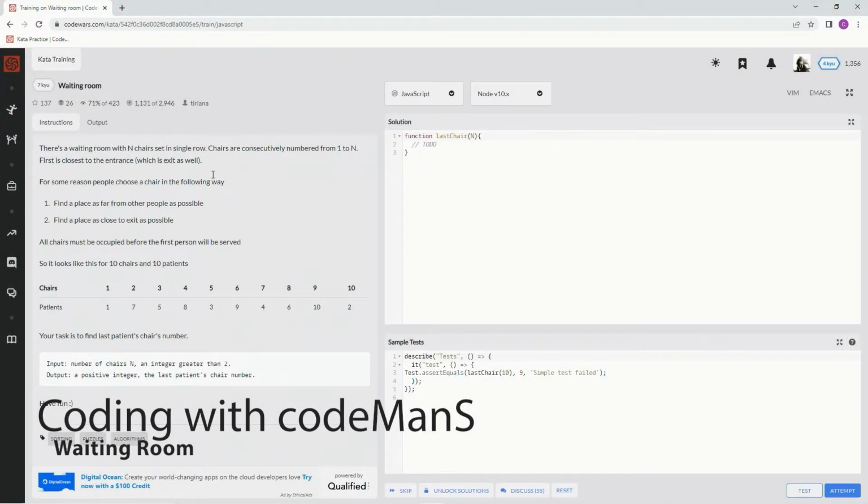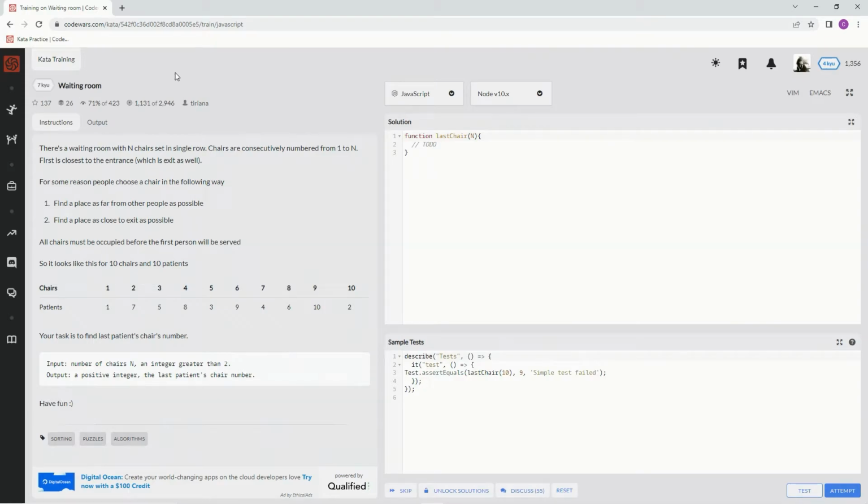All right. Now we're doing 7Q Waiting Room. This is by Tiriana, and 71% of people like it. There's a waiting room with N chairs set in a single row. Chairs are consecutively numbered from 1 to N, with 1 being the closest to the entrance, which is the exit as well.